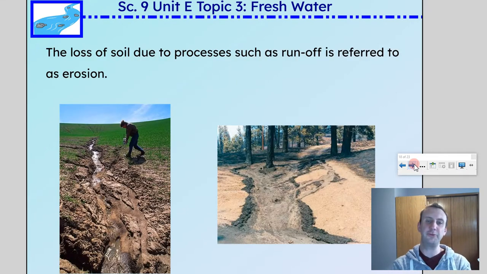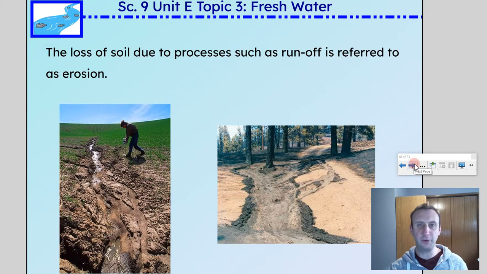The loss of soil due to processes such as runoff is referred to as erosion. You're seeing erosion here in these pictures, right? So you're seeing both erosion as the water flows and also some deposition at different points as well. Erosion, big problem. Carrying away good soil and nutrients.